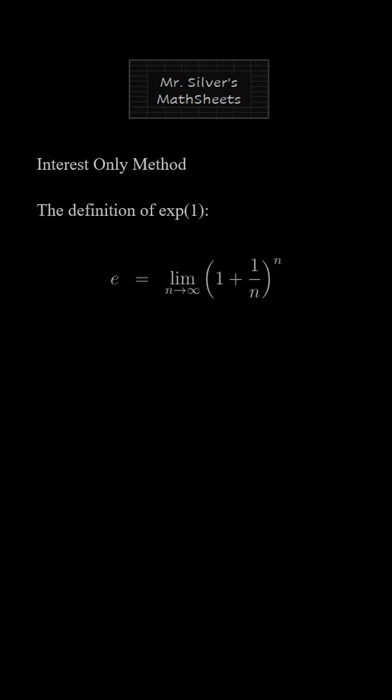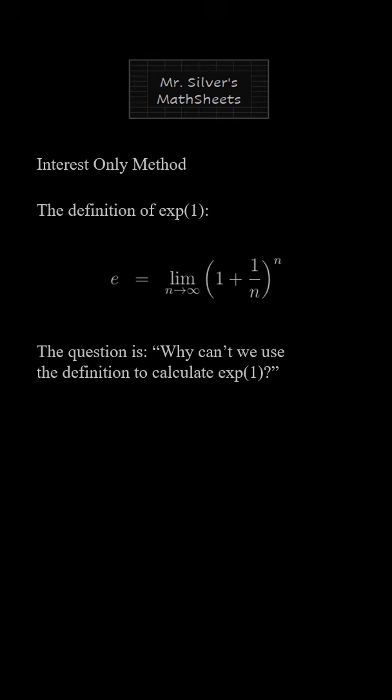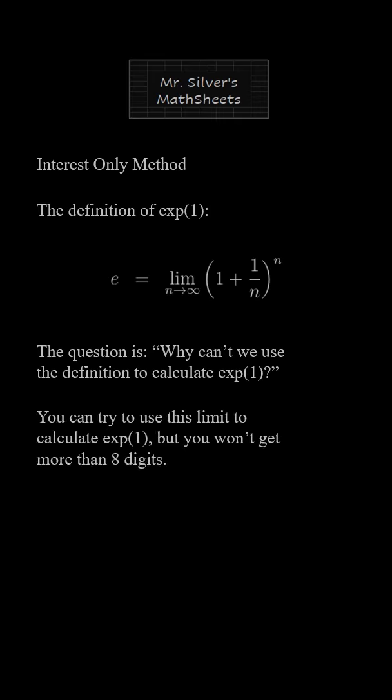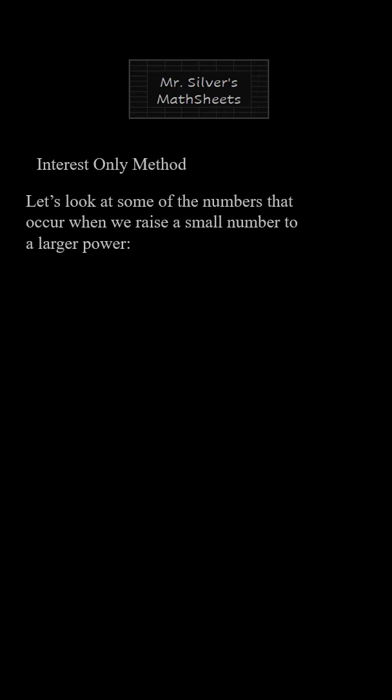But what is the definition of e? e is the limit as n approaches infinity of (1 plus 1 over n) raised to the n. The question is, why can't we use the definition? And the answer is, well, you could, but you won't get more than 8 digits. Why is that? Well, let's look at some numbers that occur.